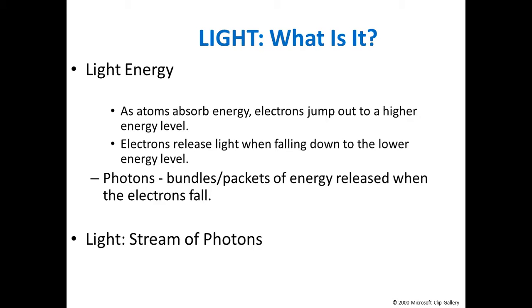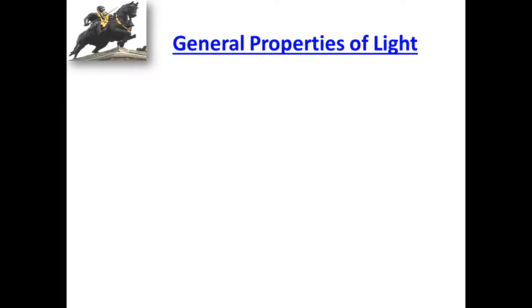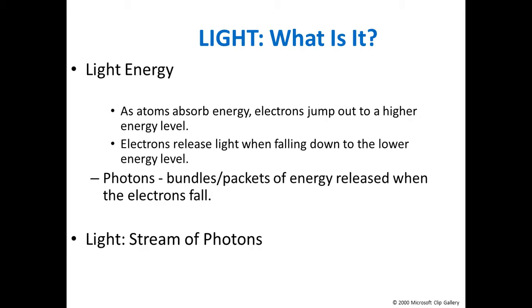Atoms, when they absorb the energy, jump into the higher energy level. But since it is not a stable state, they come to a lower energy level. And while coming from the upper energy level to the lower energy level, they emit photons, which are known as packets of energy, and this stream of photons is nothing but light.